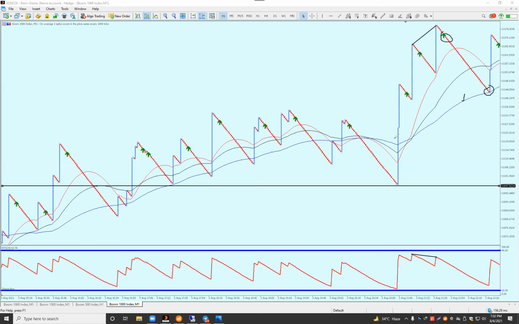So these moving averages are what? These are your dynamic support and resistance. Manually, you are drawing the key levels, but these moving averages are your dynamic support and resistance. So in the boom and crash or in any type of market, these moving averages show you the trend, plus they show you the dynamic support and resistance. You can use these.